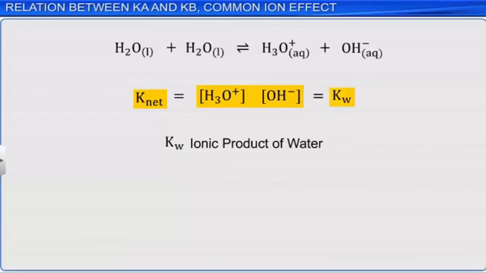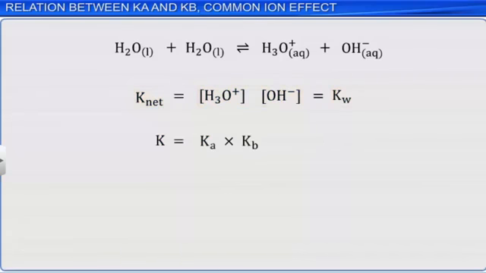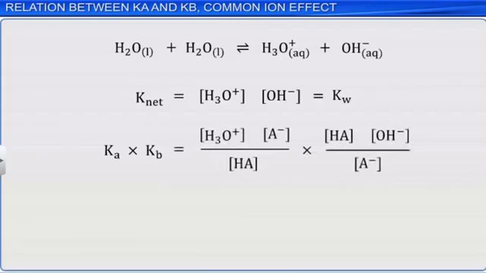Note that the equilibrium constant for the new reaction is the product of the equilibrium constants of the individual reactions. That is, the product of Ka and Kb is equal to the product of concentration of H3O+ and A- divided by concentration of HA, multiplied by the product of concentration of HA and OH- divided by A-.